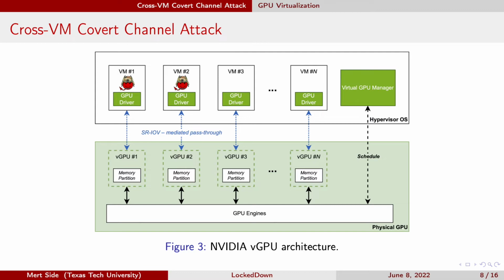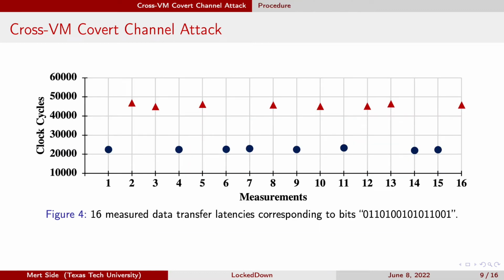We leverage this to communicate between VMs. By using a sender that regulates contention on the bus, we can leak information that the other VMs can observe. A receiver can read this information by measuring the changes in the available PCIe bandwidth. This figure gives an example of how some measured data transfer latencies correspond to sending 16 bits.